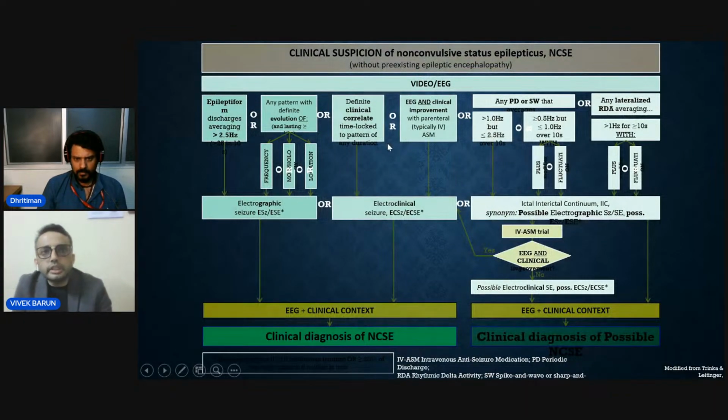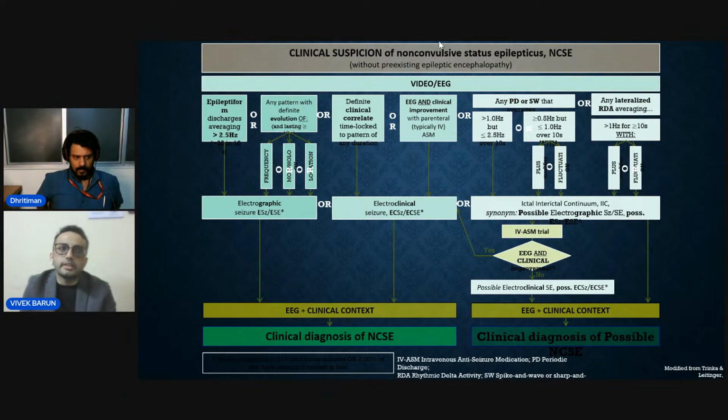So, coming to the clinical suspicion of NCSE. What is NCSE? It is non-convulsive status epilepticus. So when do you suspect it? First of all, you should have a clinical suspicion. Then you do an EEG. NCSE can always be diagnosed with EEG. You need to have an EEG to diagnose NCSE.